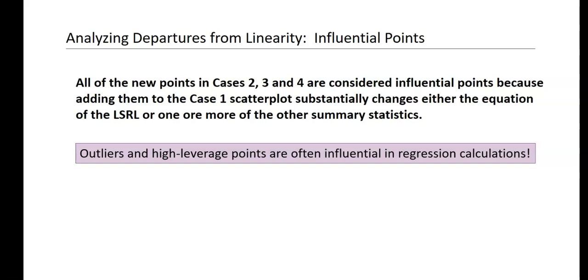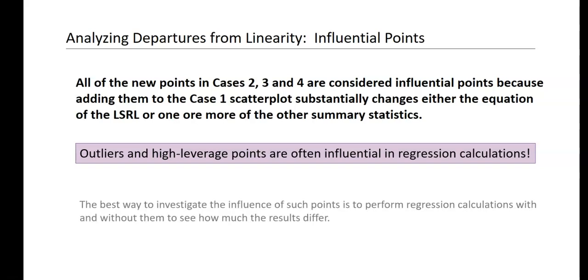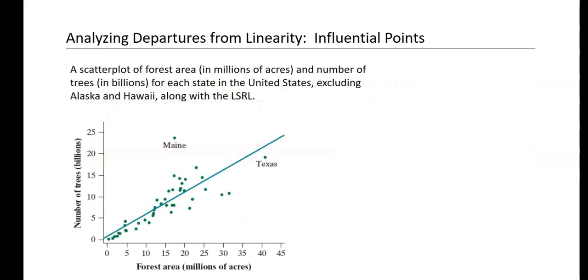Okay, outliers and high leverage points are often influential for sure. Those are all influential points for sure. Any of those points are. Just perform regression and see what their results are with or without them. So I really like what they did on that one.